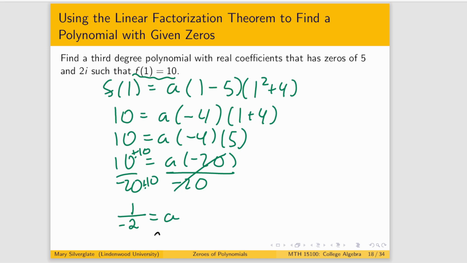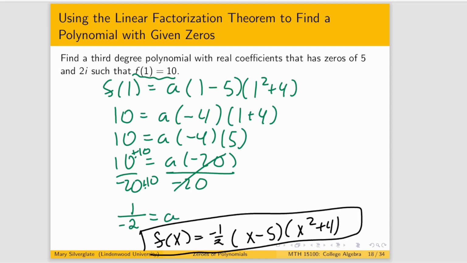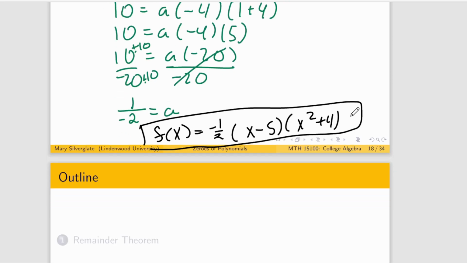Then we remember to plug it all back in, so we have f of x is equal to negative 1/2 times x minus 5 times x squared plus 4. And that would be our fully factored final answer for our polynomial.